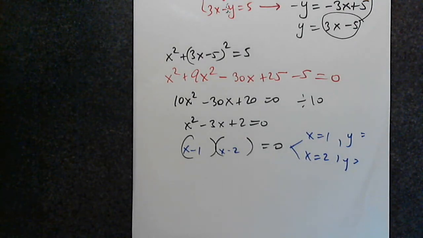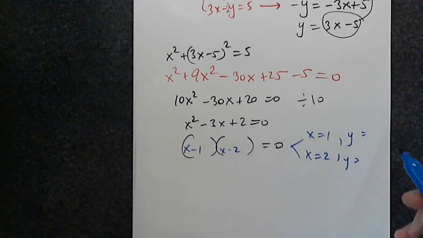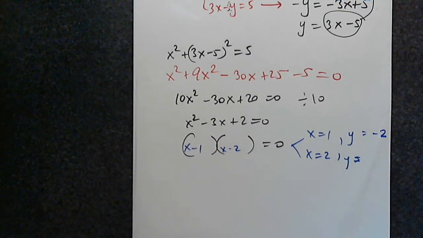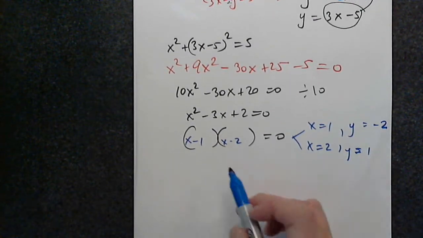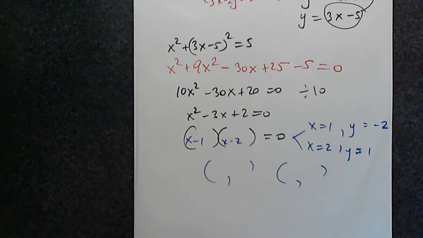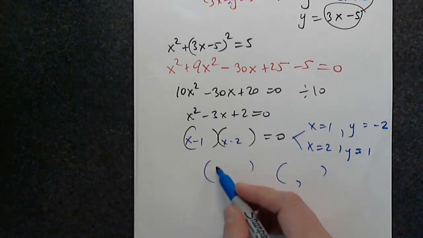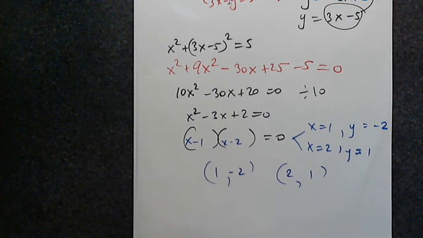So then, what do I get? When I plug in 1, I have 3 minus 5, which is negative 2. And when I plug in 2, I get 1. So now what are the ordered pairs, or the 2 points, if you want, that form the solution of the system? Perfect. 1, negative 2, and 2, 1. I have to go back and check back in the original system. Both equations must work. Otherwise, there is an error somewhere.